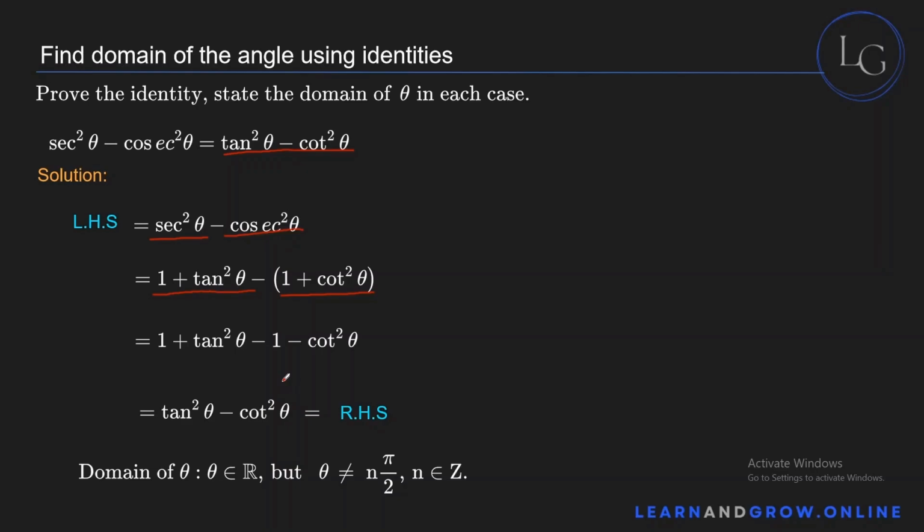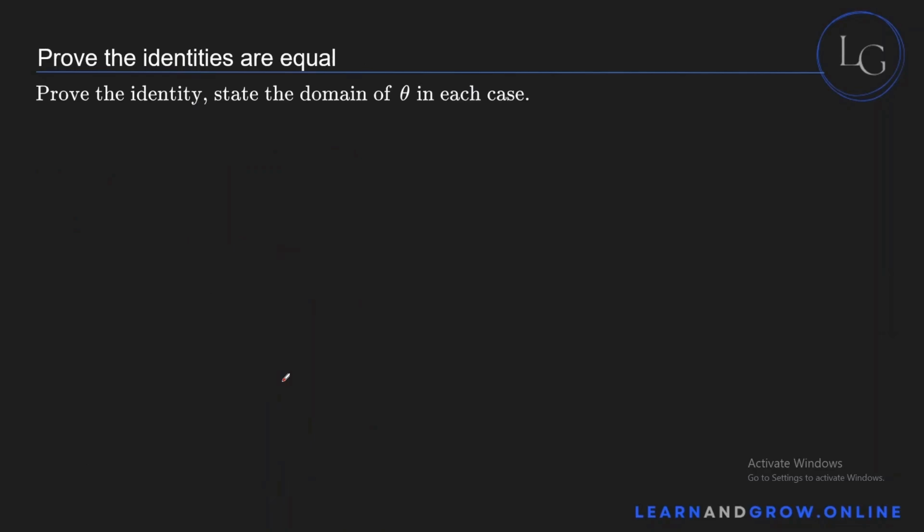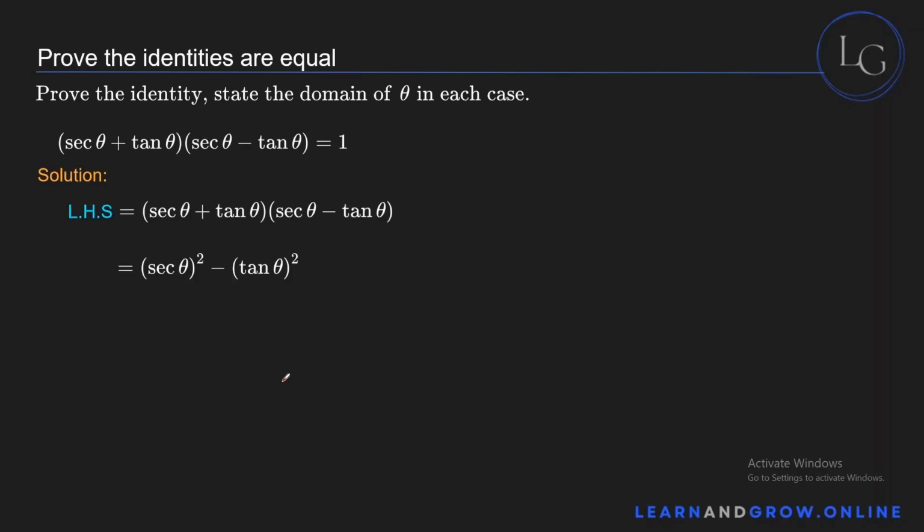And now, let's see. Prove the identity and state the domain of theta in each case. Well, we'll need to prove that the left hand side is equal to the right hand side. So we'll take the left hand side, and now you can see that by using the algebraic identity that a square minus b square is equal to a plus b into a minus b.